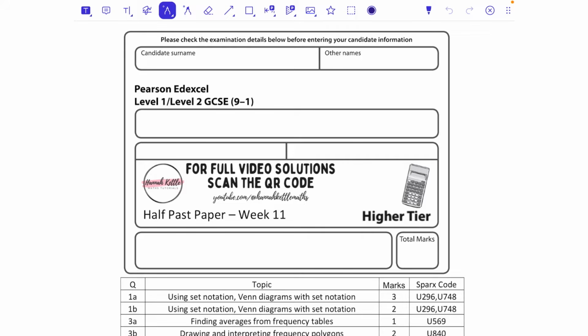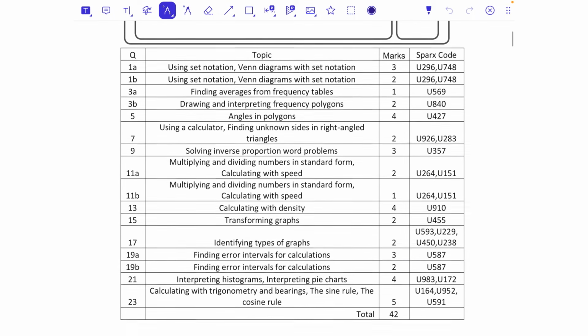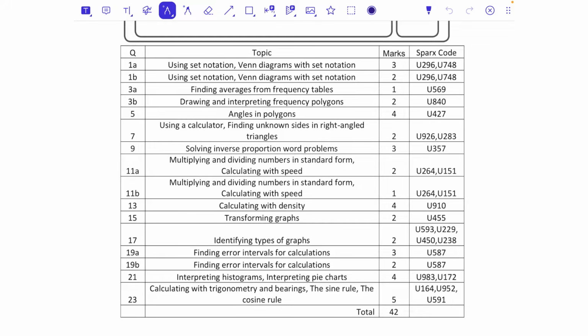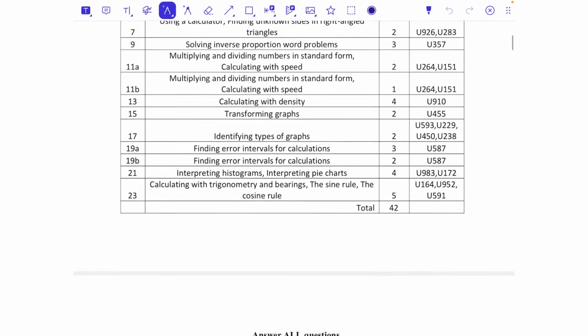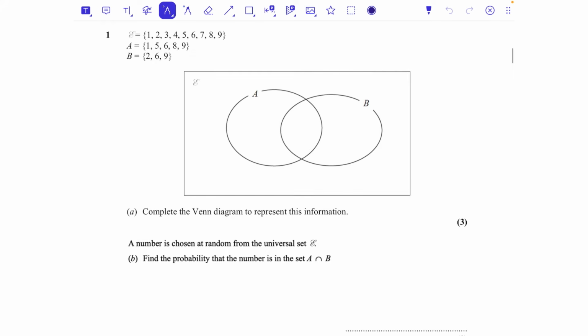This is half past paper week 11 for the higher tier, all the odd numbers today, and these are all the topics that we're going to look at in this paper, the number of marks that they are allocated, and the Sparks code. 42 marks in total today. A whole paper is 80, so it's just about half of a past paper. We'll do all the even numbers next week on week 12.